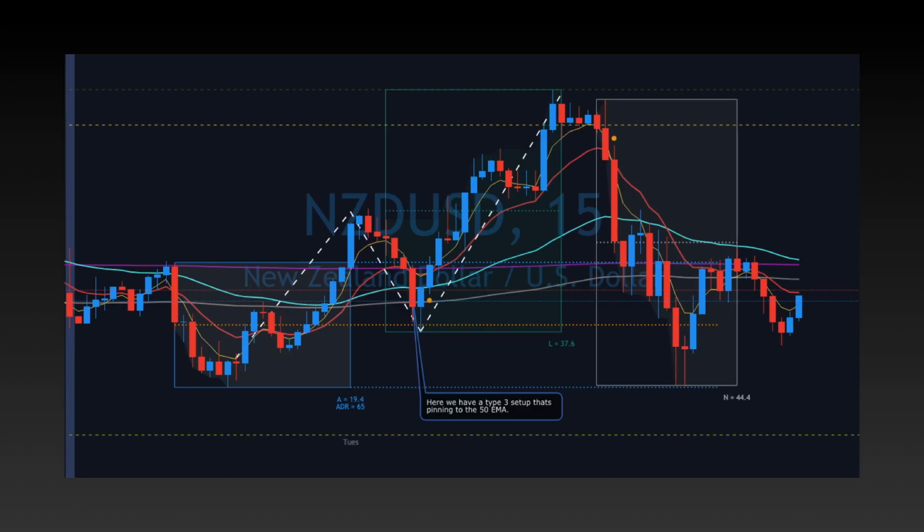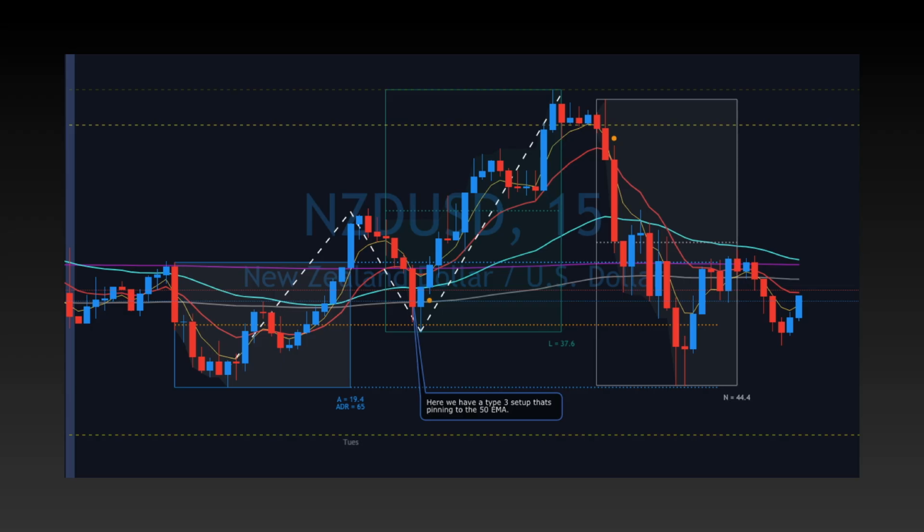Here's another example. Another type 3. This one actually makes or pins the middle of the range. Okay. But it's also pinning a 50 and a 200 EMA. So you're pinning both EMAs there. You see the 3 candle structure. This is not a railroad track, by the way.